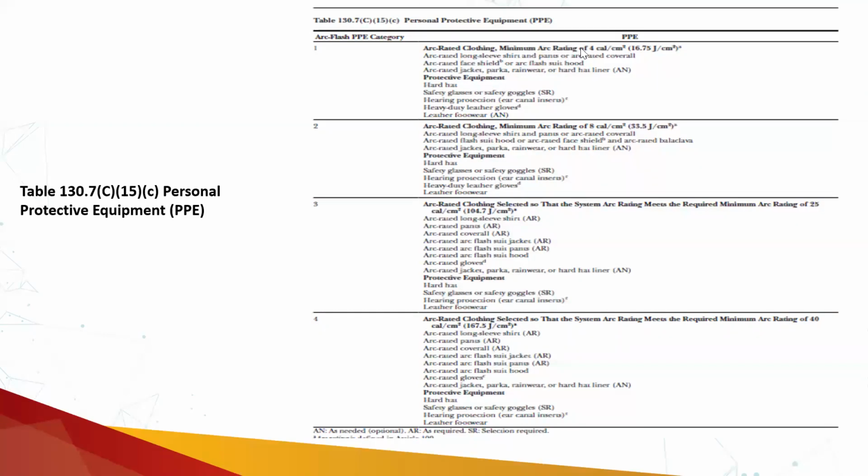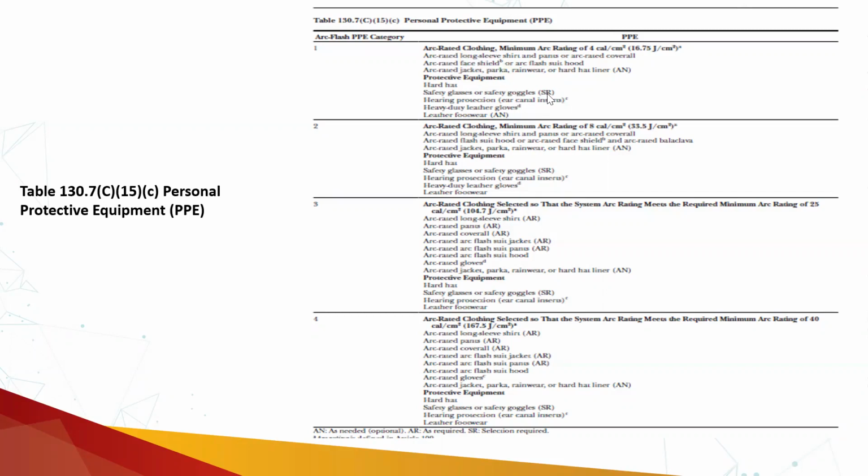So in this table, you are going to find AN, which stands for as needed. Why as needed? Because you might not be needing an arc-rated rainwear jacket, parka, or hard hat liner if you are working in other conditions, or maybe if you are working in rainy season, then you will be using rainwear. If you are working in cold, you might be needing a jacket, but these might not be needed every time you are performing a job. So other things are mandatory.